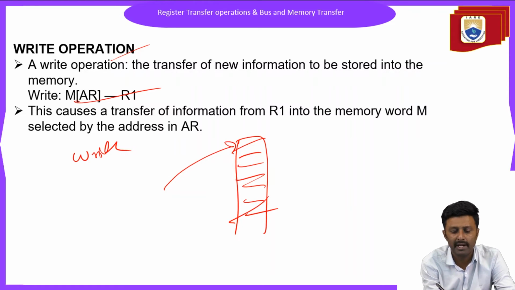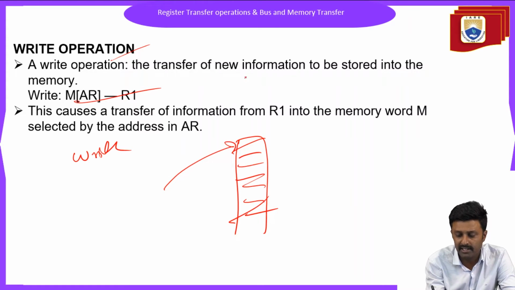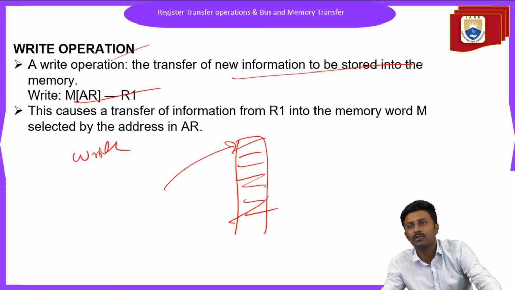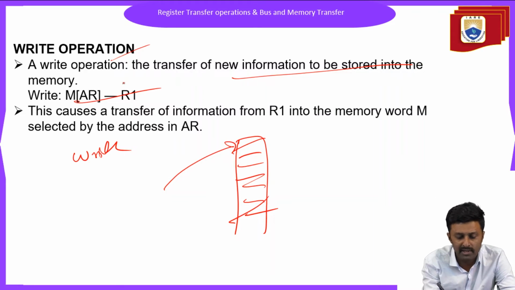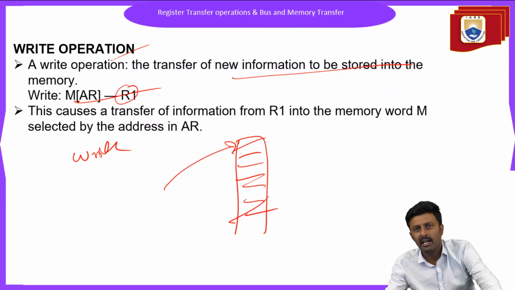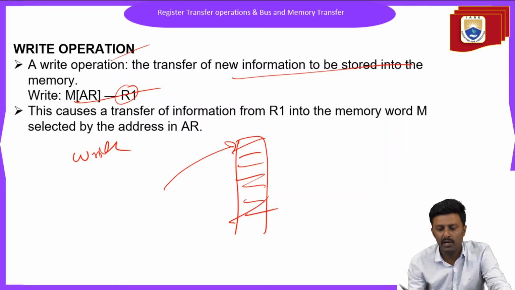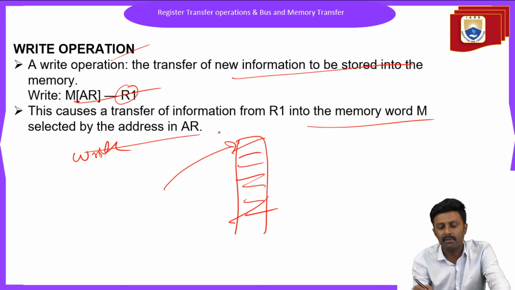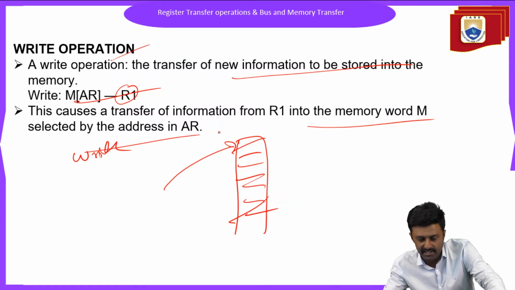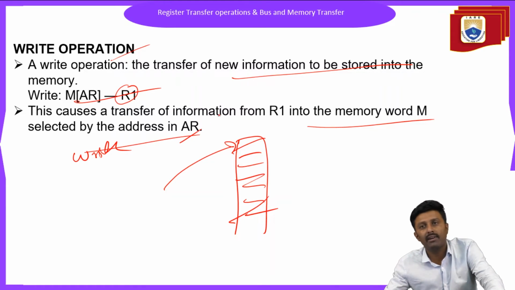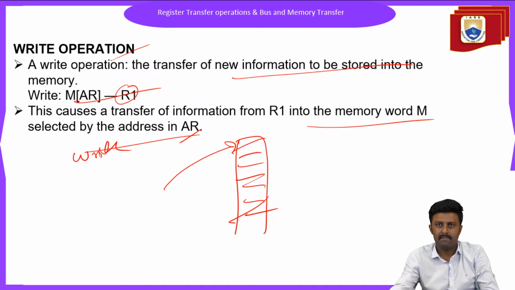Here, how do we write the write operation? It is the transfer of new information to be stored in the memory. If you write M[AR] ← R1, this causes a transfer of information from R1 into the memory word selected by the address in the address register. Here AR stands for a 16-bit register, which is called the address register, which holds the address.